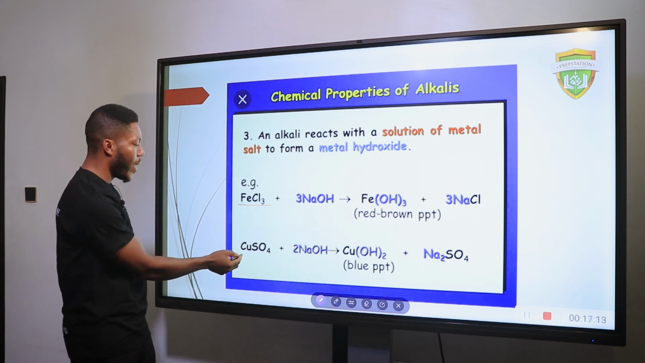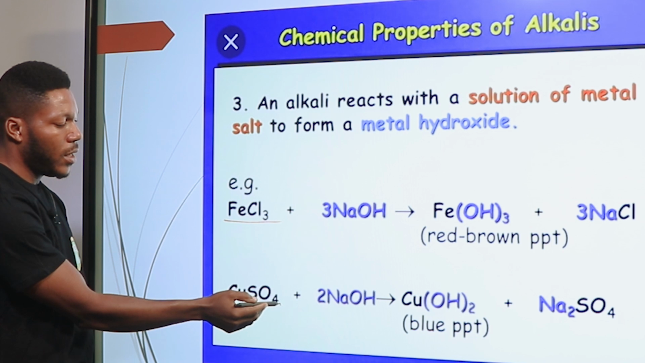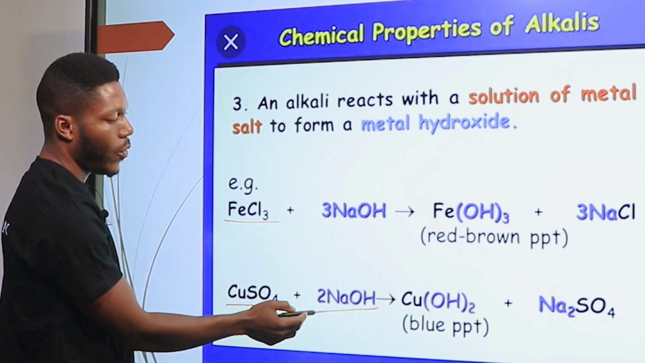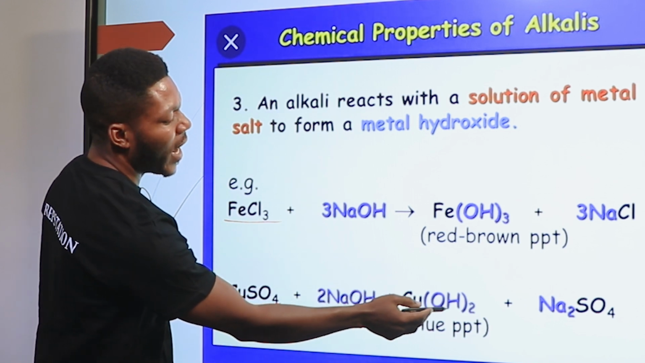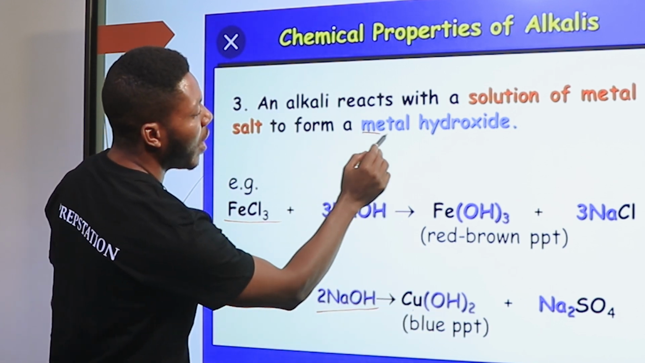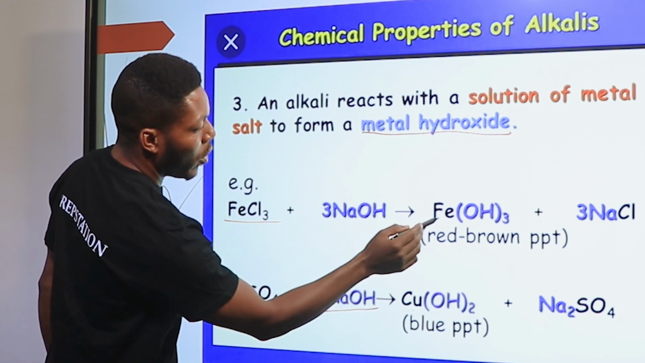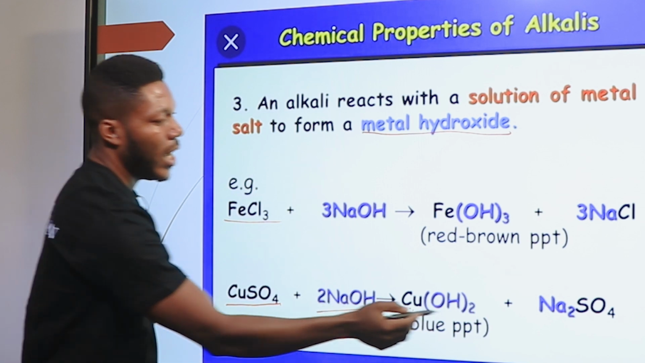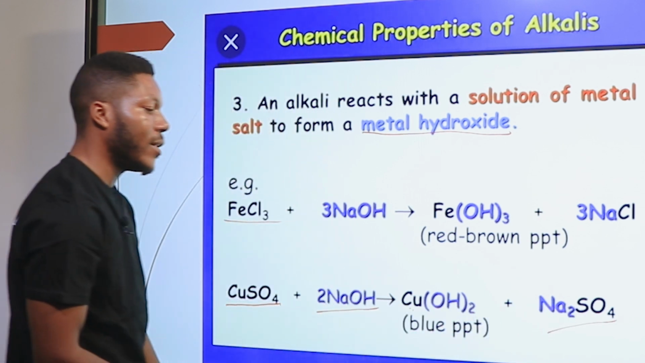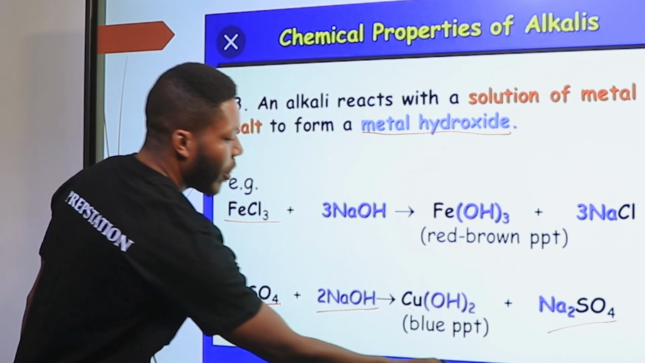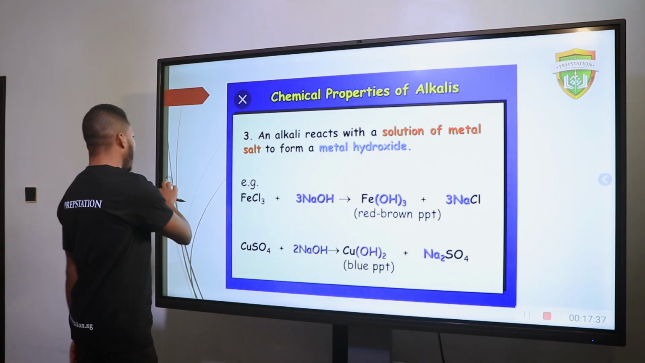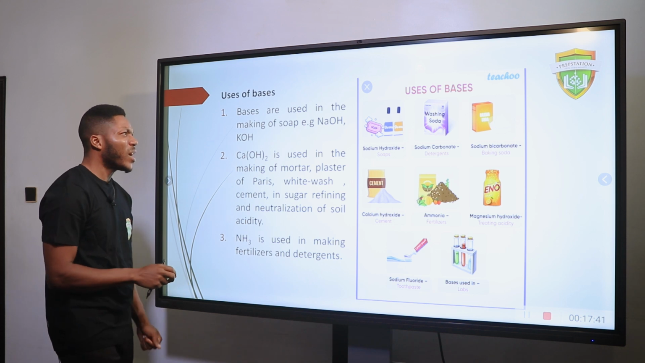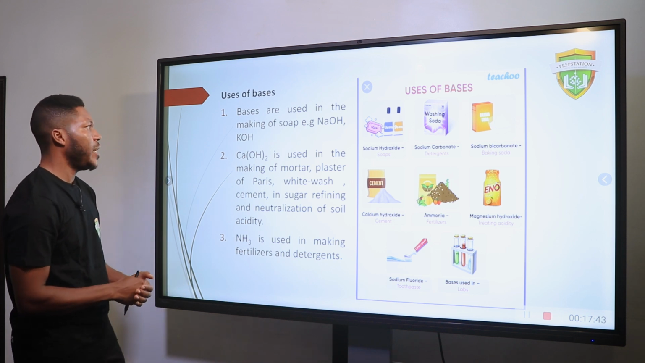Another example is when we react copper 2 sulfate with sodium hydroxide. It will give us copper 2 hydroxide. Don't forget, metal hydroxide. Copper 2 hydroxide, with a normal salt formed at the end of the reaction. So these are the three basic chemical properties of bases.